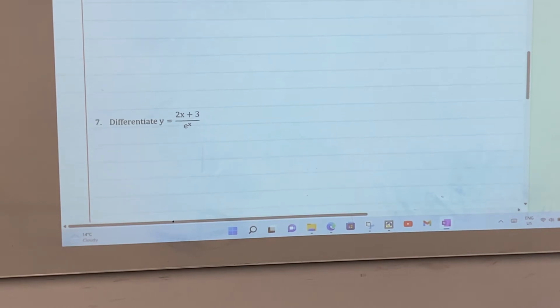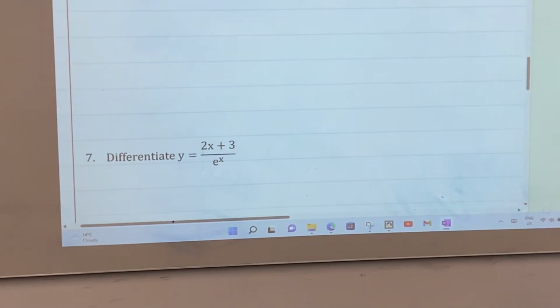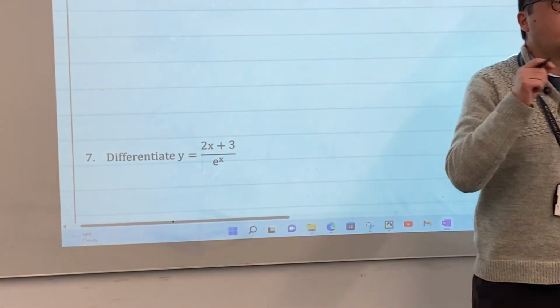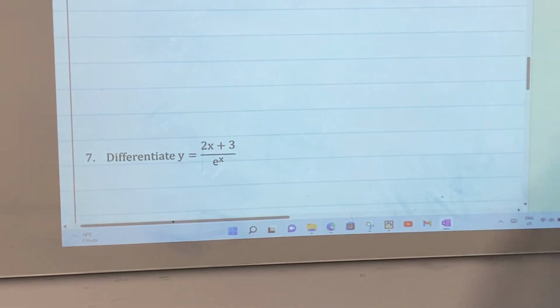All right, next one. My question to everybody. Differentiate y equals this to the power 3. Which rule am I going to apply? Is it the chain rule, the product rule, or the quotient rule?